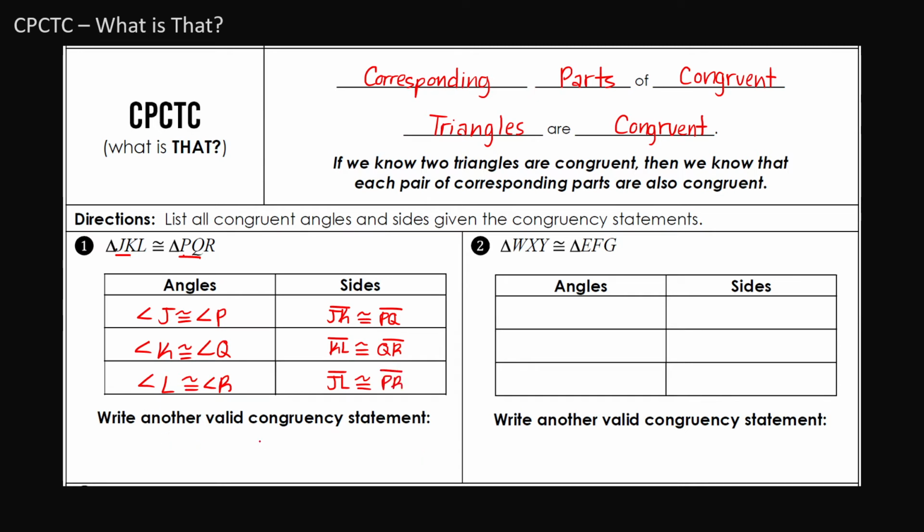And if we want to write another valid congruency statement, all we have to do is rename the triangle in a different way. So I'll give a few examples. You can say triangle LKJ is congruent to triangle RQP. So that's an example. You can rewrite this a bunch of different ways. All I did was flip the letters order around. So for additional practice on this skill, go ahead and try out problems 2 and 3.